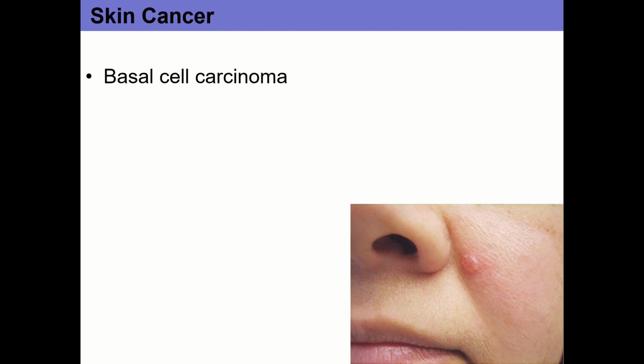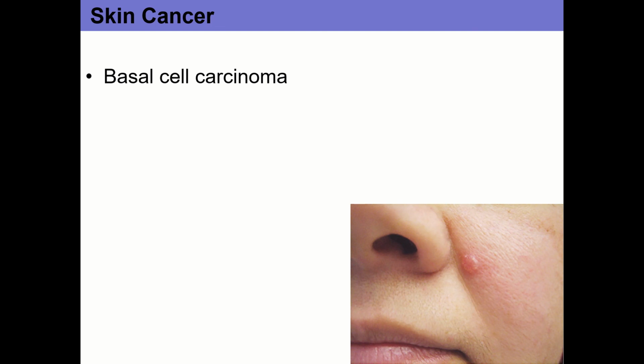So in terms of the different kinds of cancers, you've got the first one here, basal cell carcinoma, and that's what's pictured there on the right. This lady has a little basal cell carcinoma there. It's a fairly common cancer. It actually is the most common form, but it is the least malignant.